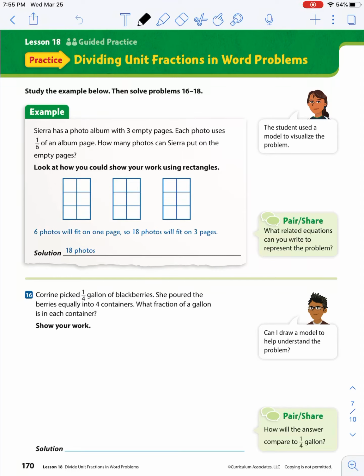Okay, we are ready to dive into the guided practice. We're going to use Edpuzzle again today. What that means is I'm going to help get you started on the questions, then I'm going to have you solve them. I'm then going to put a question on Edpuzzle for you to answer.